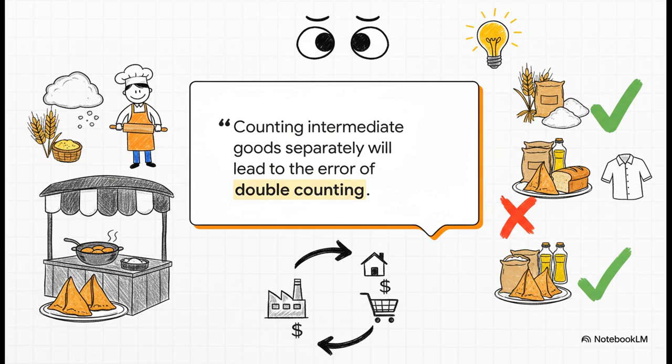Now, why is this difference so important? This is absolutely critical for one big reason. When we calculate the national income, we only count the value of final goods. Why? To avoid a huge mistake called double counting. Just think about it. If we counted the value of the potatoes and the value of the final samosa, we'd actually be counting the value of those potatoes twice. That's a big no-no and a mistake you definitely want to avoid in your exams.